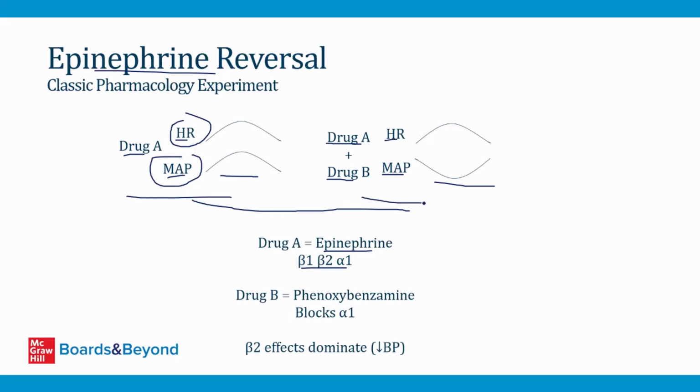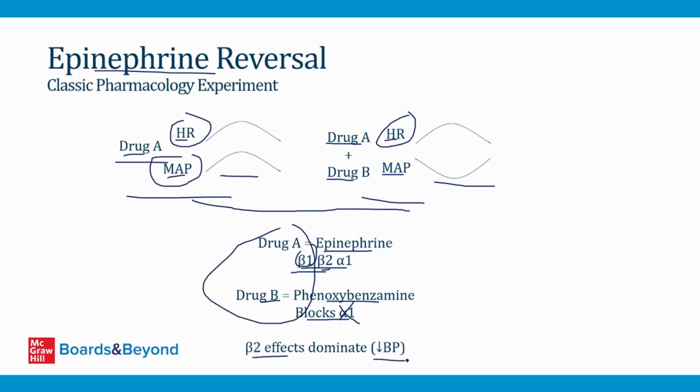But you can reverse those effects if you give epinephrine together with drug B, which is phenoxybenzamine. That's that irreversible alpha blocker we talked about earlier. Phenoxybenzamine blocks the alpha-1 effects of epinephrine, so you only get the beta-1 and beta-2 effects. This means that the heart rate's going to go up from the beta-1 effects. That's still going to happen just like it did initially, just with drug A, epinephrine. But you're going to get a fall in blood pressure because you have beta-2 effects from epinephrine and no alpha-1 vasoconstricting effects. So when the two drugs are given together, the beta-2 effects dominate, and that's vasodilation, and that leads to a fall in blood pressure.